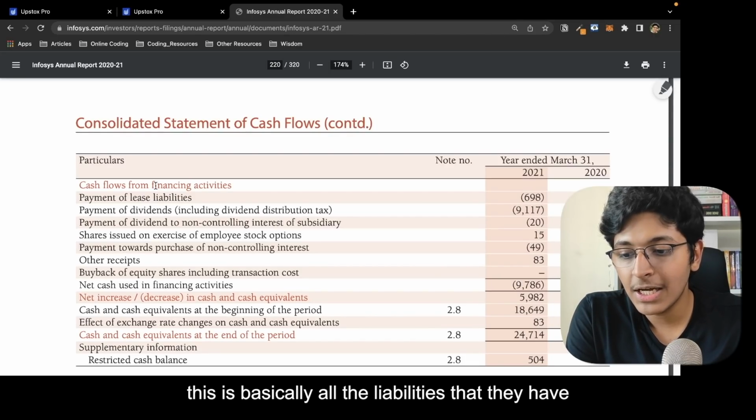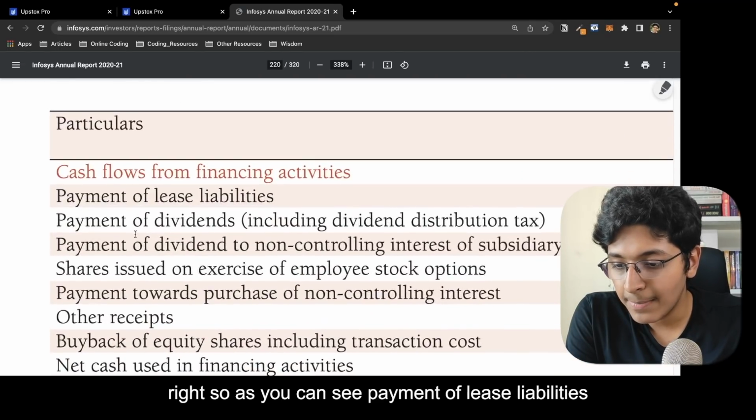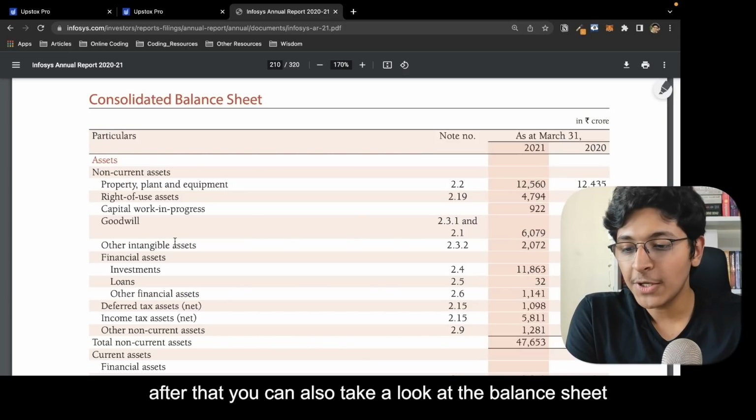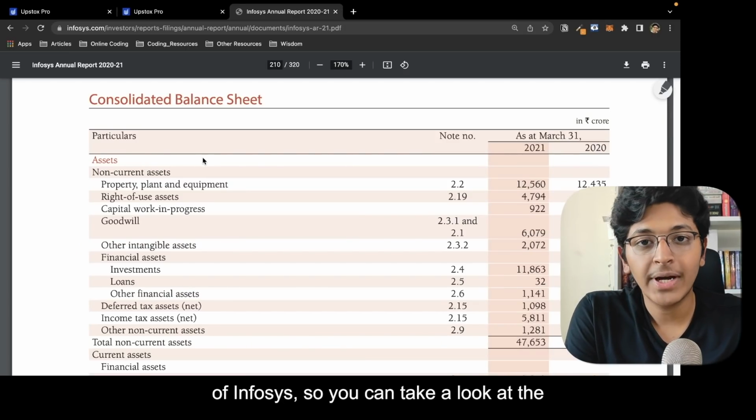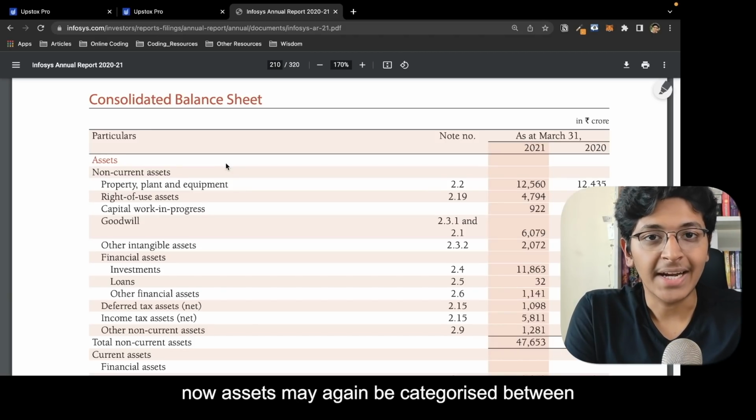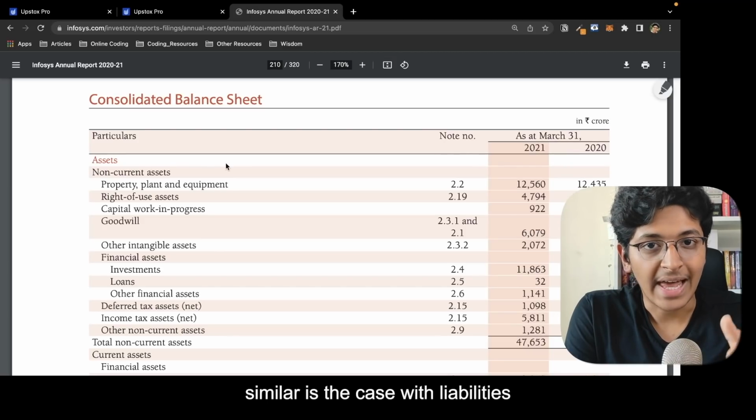This is basically all the liabilities that they have, right? So as you can see, payment of lease liabilities, payment of dividends, whatever things that they have to pay off. After that, you can also take a look at the balance sheet of Infosys. You can take a look at the assets and the liabilities with the help of this sheet. Now assets can again be categorized between non-current and current assets. Similar is the case with liabilities.